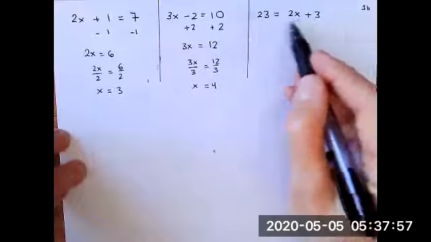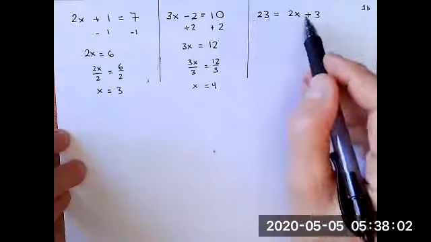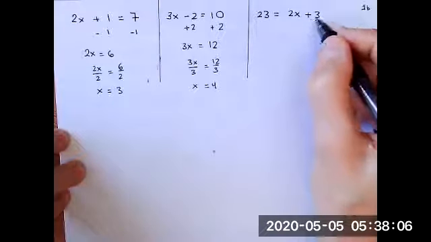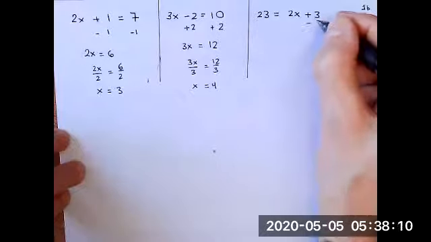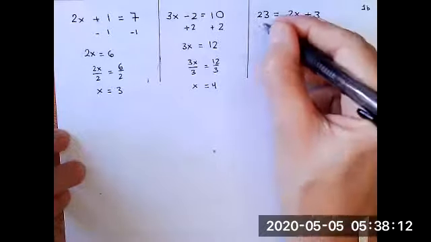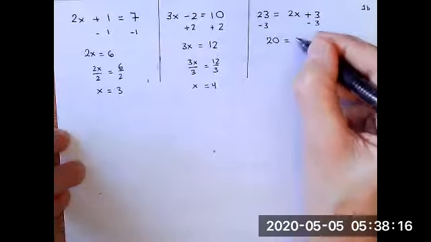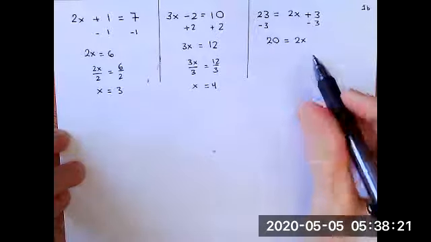Don't worry if the x is on the other side. It doesn't matter which side x ends up on. So we do the add, subtract first. The opposite of adding 3 is subtracting 3. And then we divide both sides by 2.